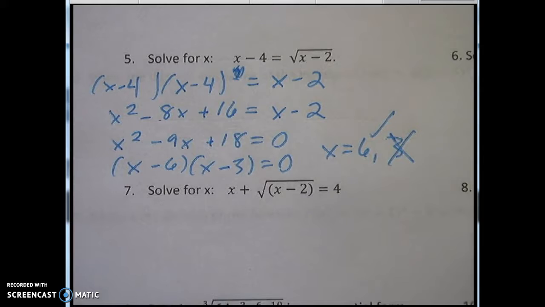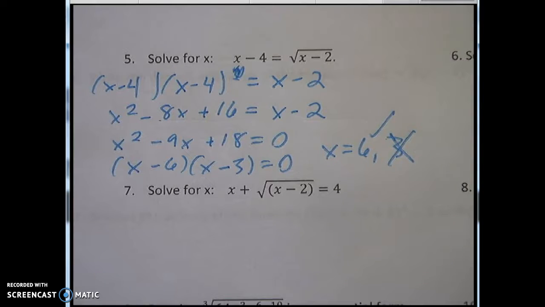When you plug it in, 3 minus 2 is positive 1. 3 minus 4 is negative 1, not positive 1. The square root of 1 is 1. That's negative 1 equals 1. It's wrong. Okay, so that's number 5.